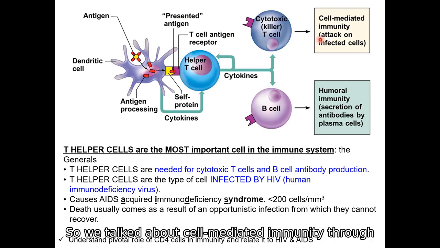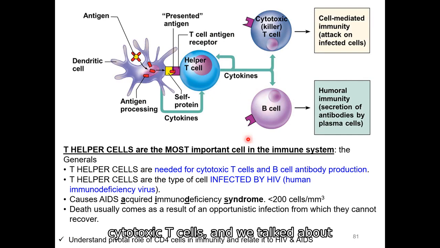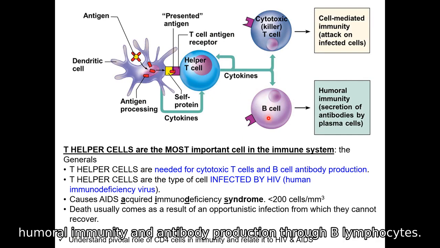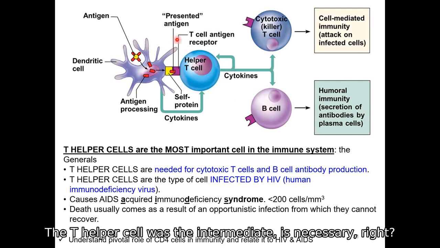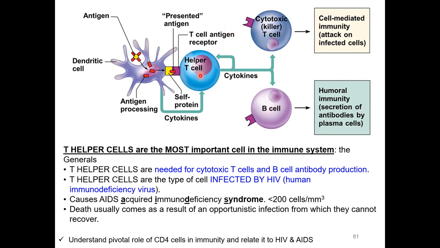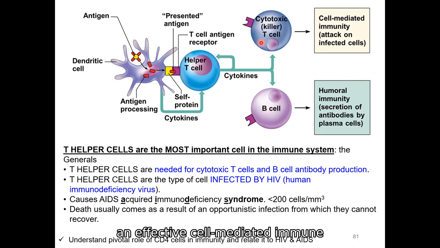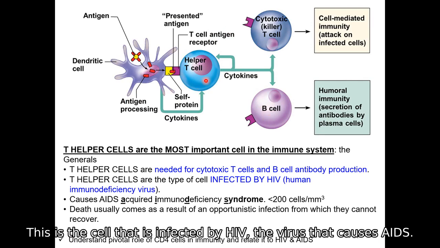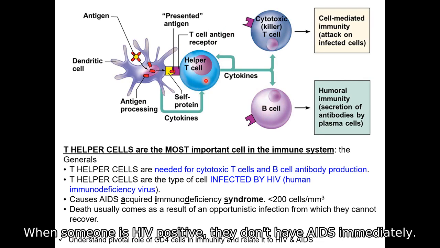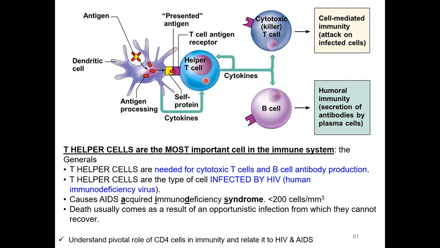So we talked about cell-mediated immunity through cytotoxic T cells, and we talked about humoral immunity and antibody production through B lymphocytes. The T helper cell was the intermediate, is necessary, right? It's the general of the army, the talker, for both an effective cell-mediated immune system and a humoral immune system. This is the cell that is infected by HIV, the virus that causes AIDS. When someone is HIV positive, they don't have AIDS immediately. That can be over the course of years.